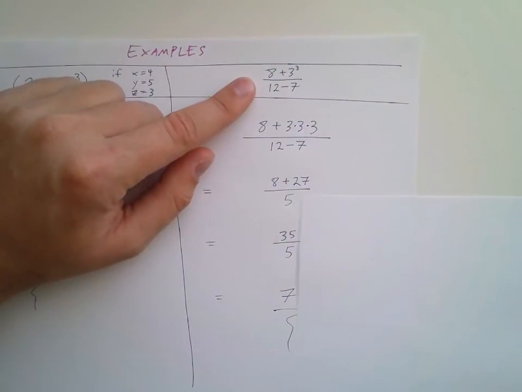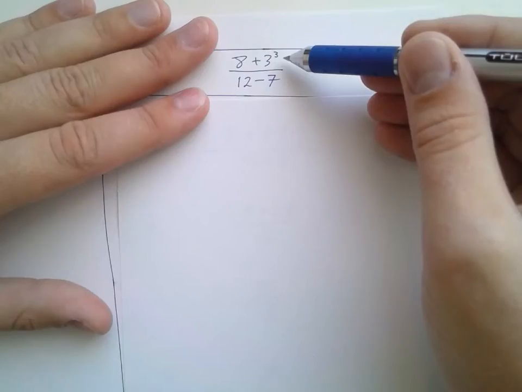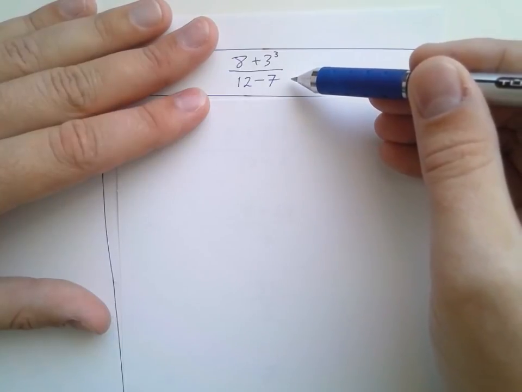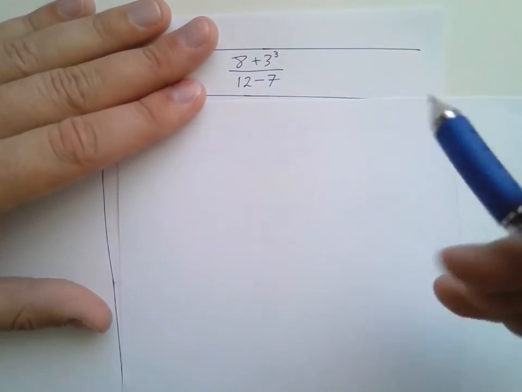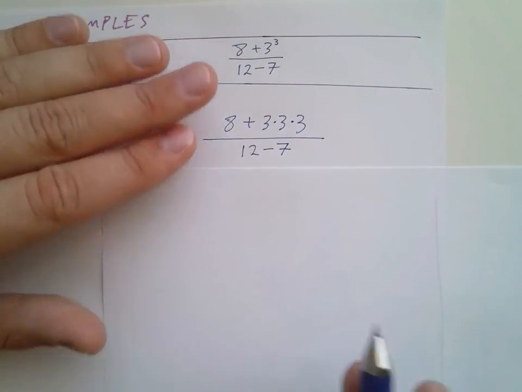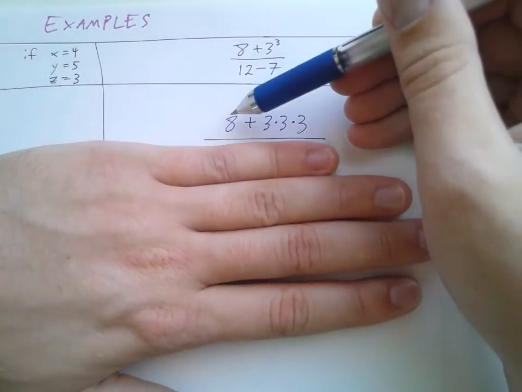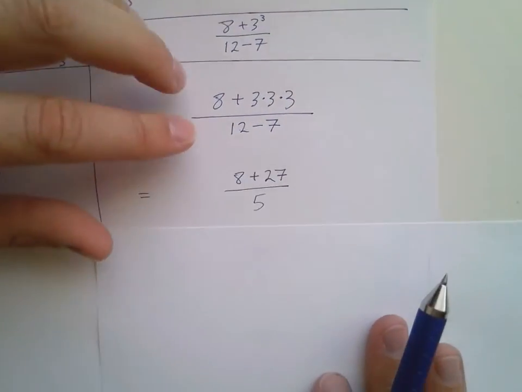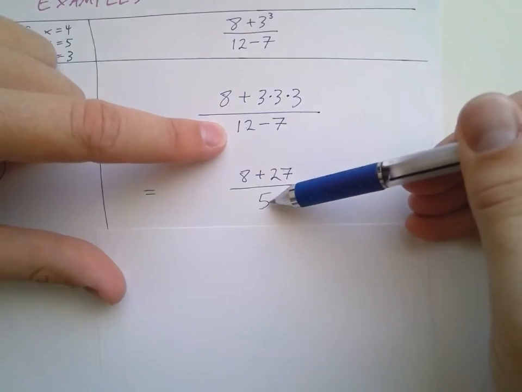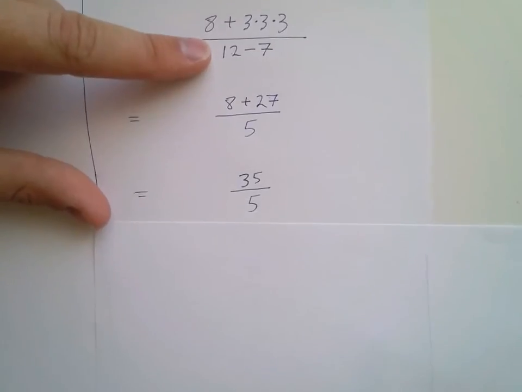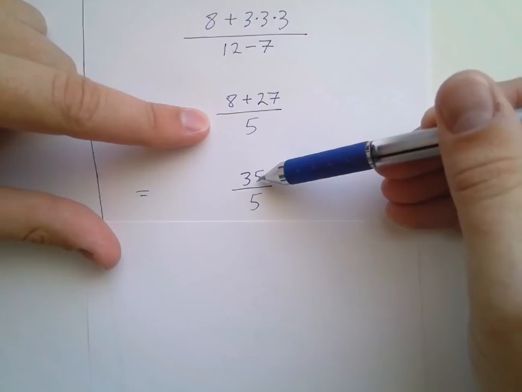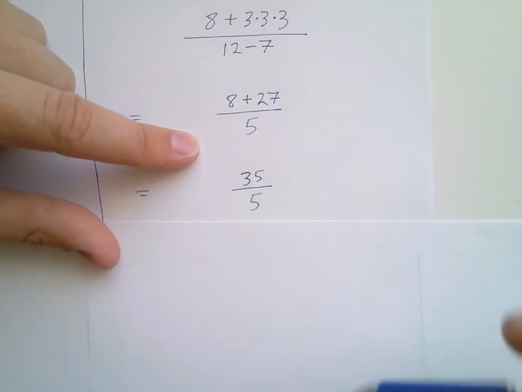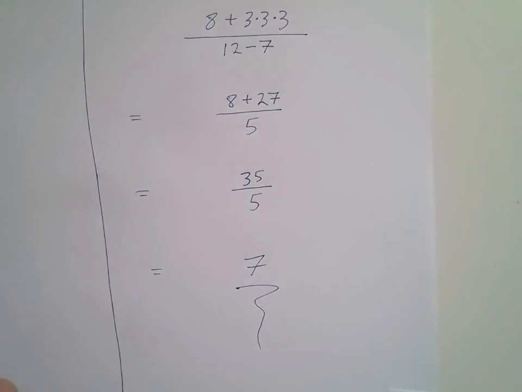Okay, this example right here, zoom in a little for you. So 8 plus 3 cubed divided by 12 minus 7. So you need to look at the top and the bottom separately to start with. So on the top, the 3 cubed again is 3 times 3 times 3, which will become 27. 12 minus 7 gives you 5 on the bottom. The 8 plus 27 gives you 35. Now you can divide, and 35 divided by 5 is 7.